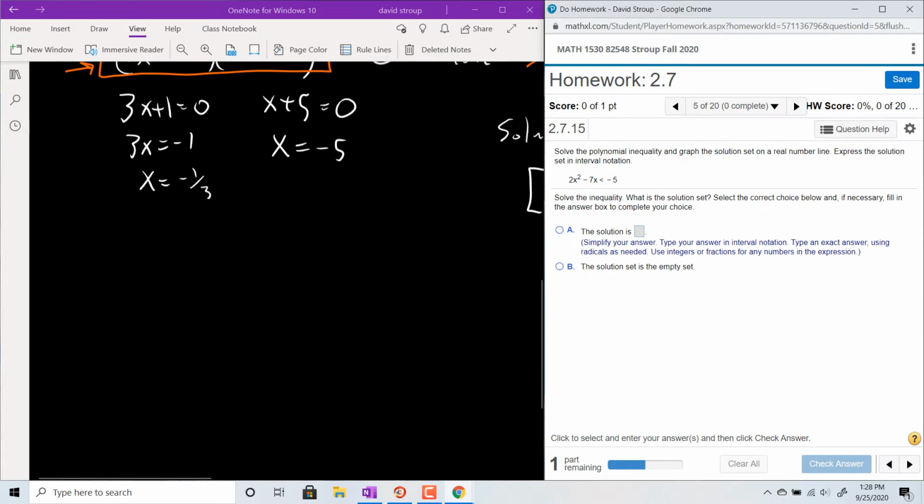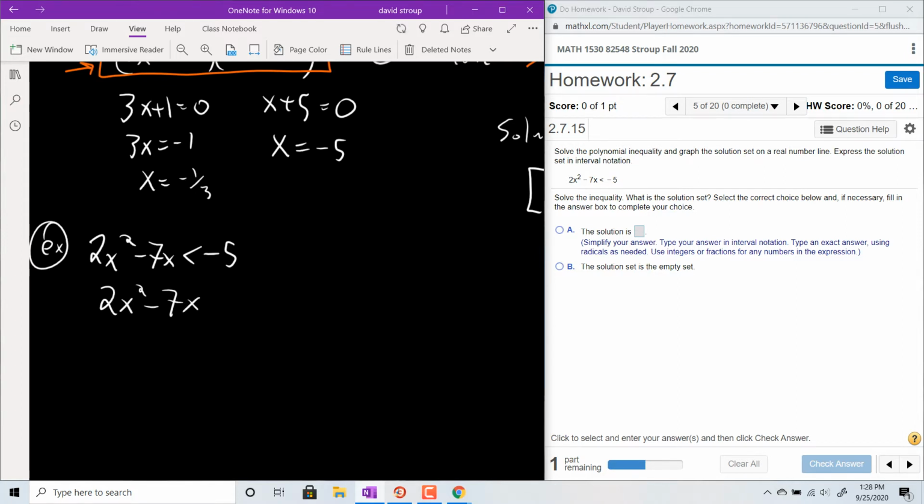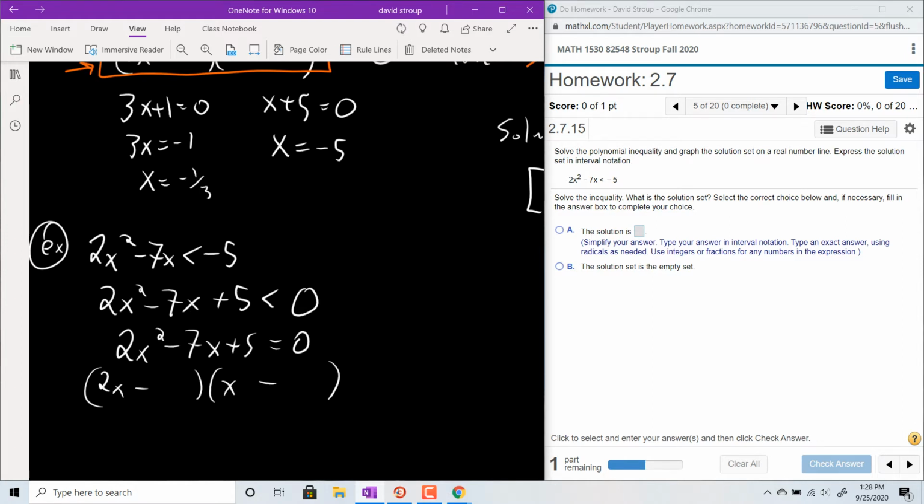Here's one. So we have 2x squared minus 7x less than -5. So we'll be using open parentheses as opposed to the brackets in our solution. Again, you got to set it equal to 0. So you'll have 2x squared minus 7x plus 5 less than 0. And then set it equal to 0 and factor it. So we'll have 2x, and it looks like minus minus, and x minus, and then 5 and 1 equals 0.